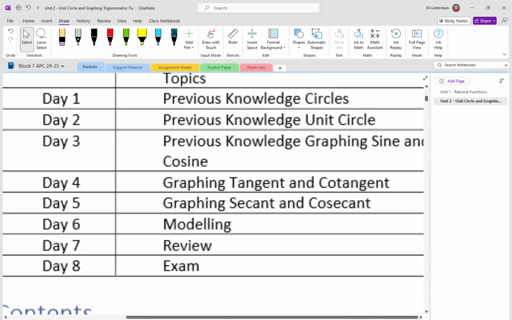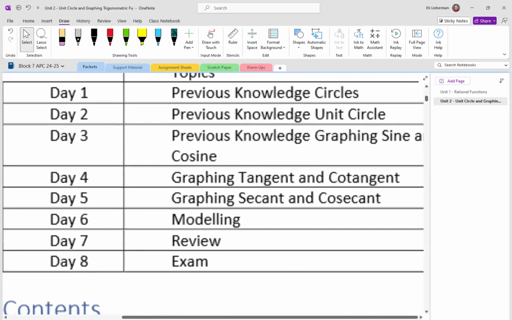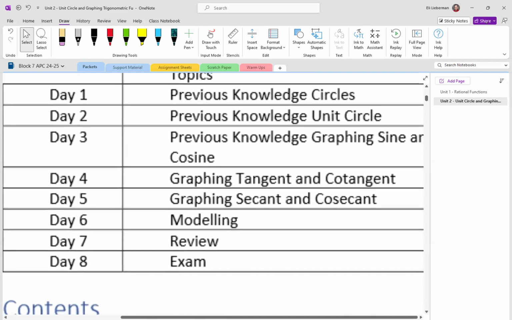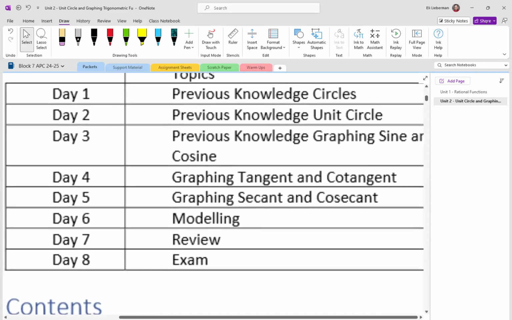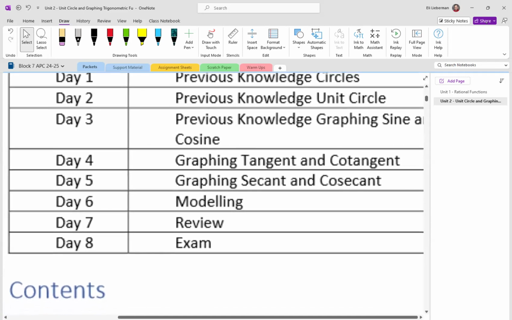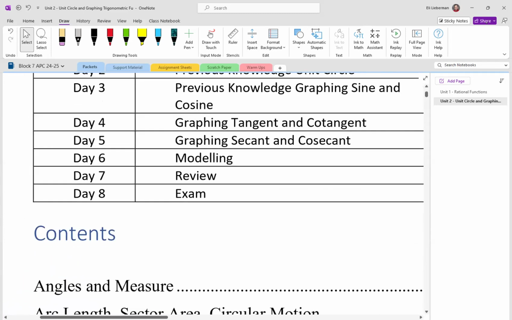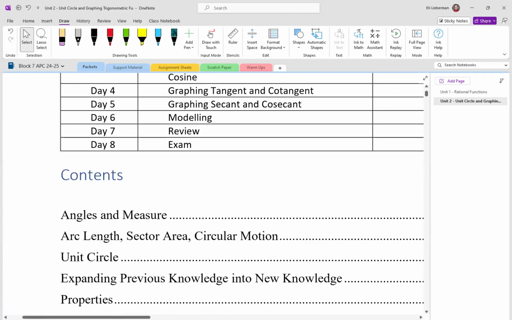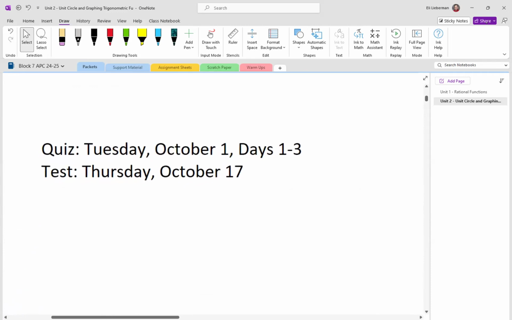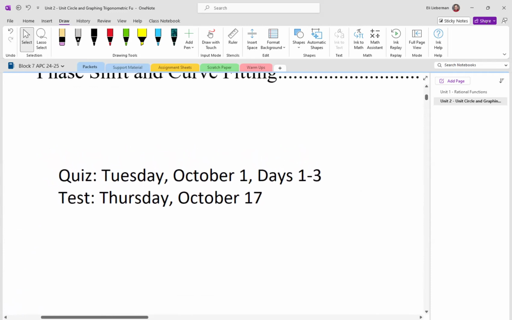So the same day we're graphing tangent and cotangent. Have you graphed tangent? Done this? I know many of you have graphed sine, right? Sine, cosine. Yeah, exactly. We'll be graphing all those things from the start. But yeah, we have a quiz and then we have a test.